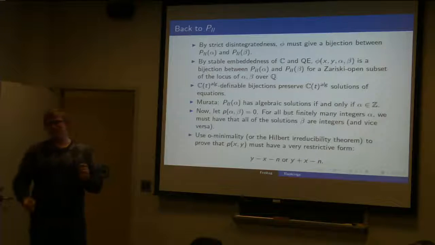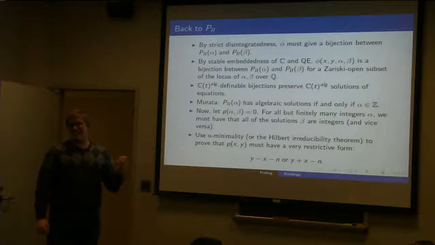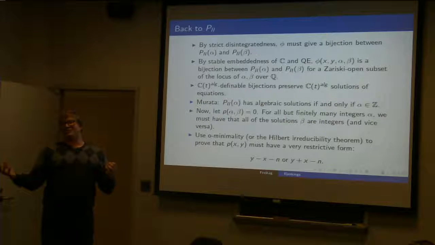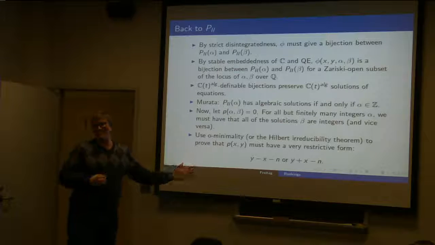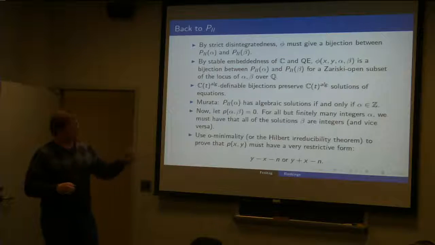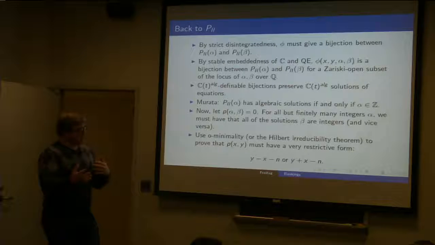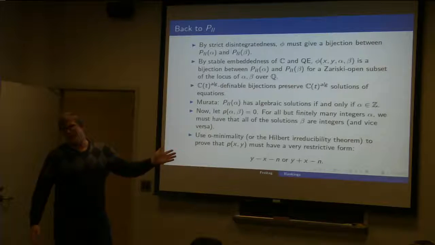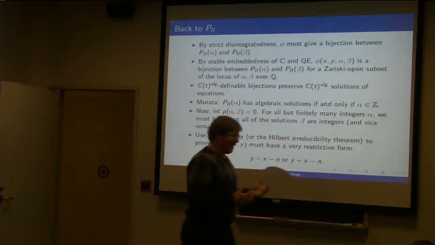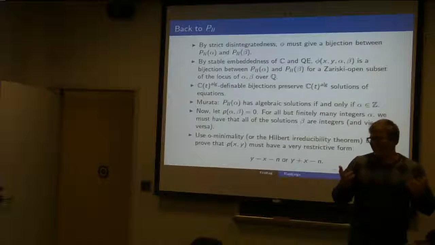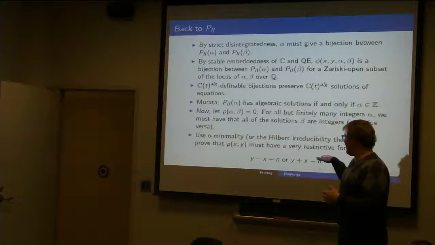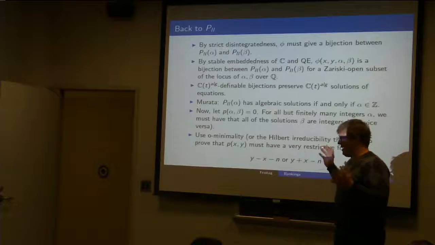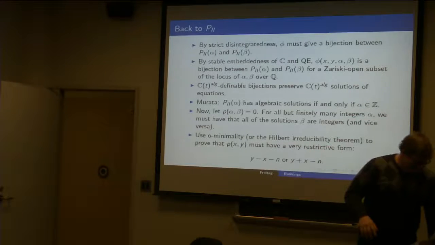And now we have a problem, because we specialize to infinitely many integral values, and we have integral solutions. How could it be irreducible? The only way is that it's linear. And so it has to be like that. And those are the only linear polynomials that map integers to integers, up to multiplying by a constant, of course. Okay. And so it's just like we characterize the polynomial by overwhelming it with so many restrictions.